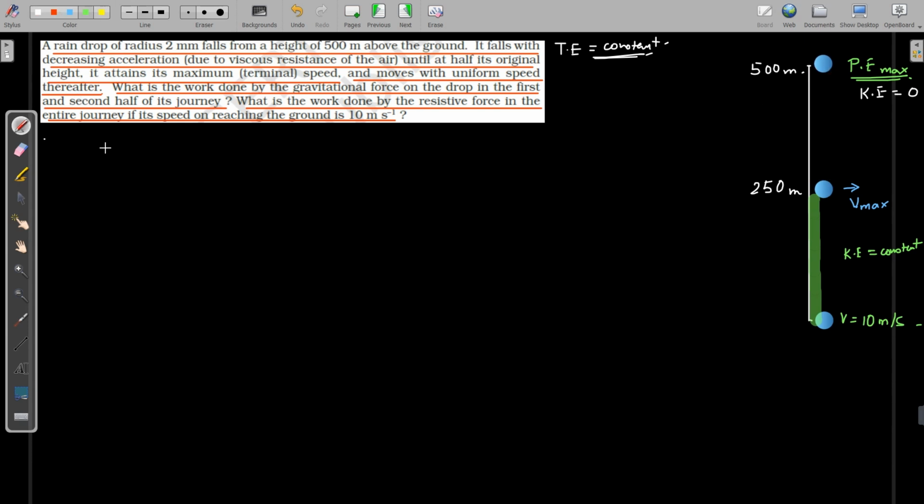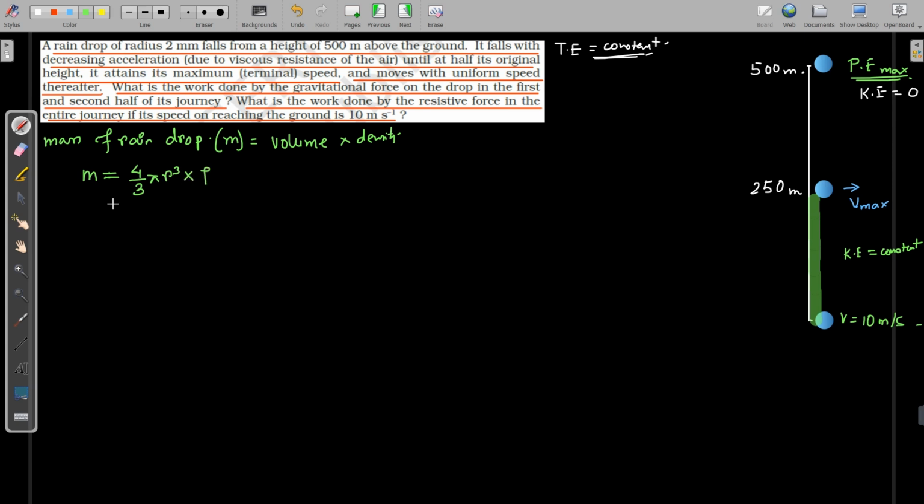First, let us find out what is the mass of the raindrop. How can I find? See, here radius is given. So in order to find out the mass, we have to understand mass is equal to what? Volume into density. So what is the volume? 4/3 pi r cube, that is the volume. What is the density? Rho.